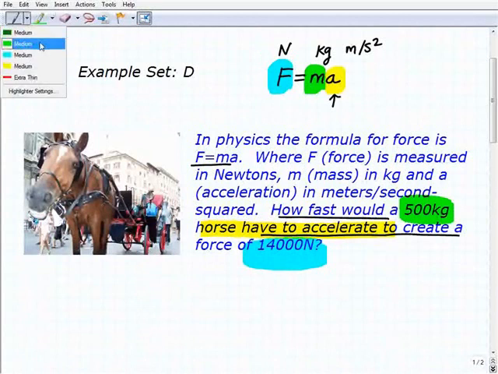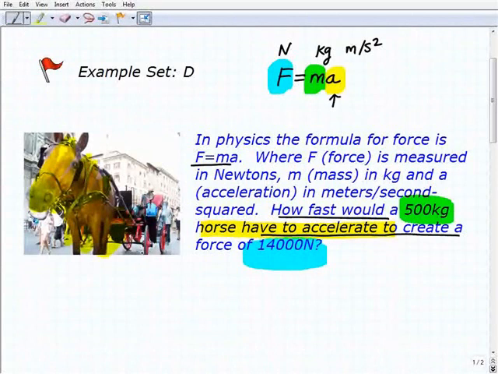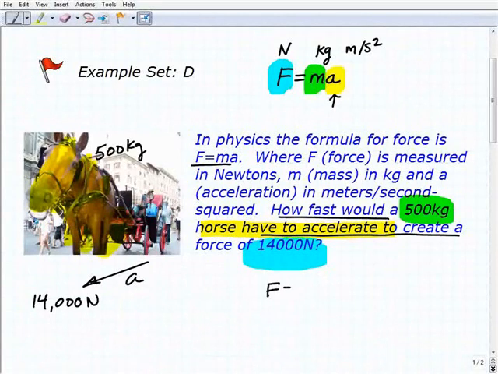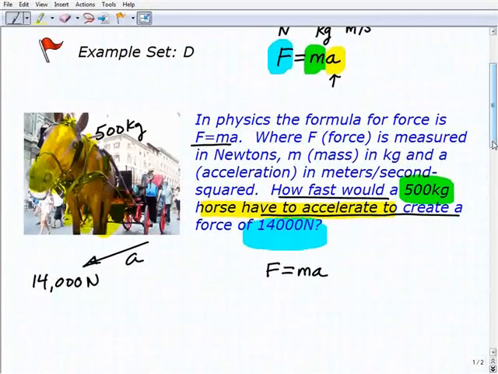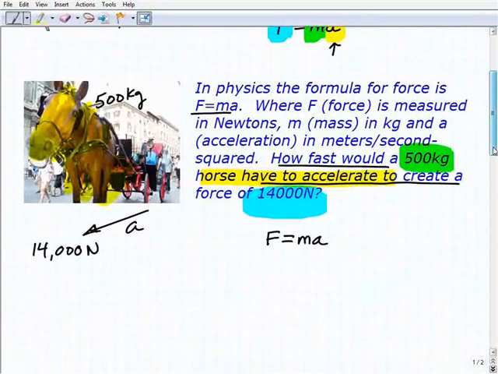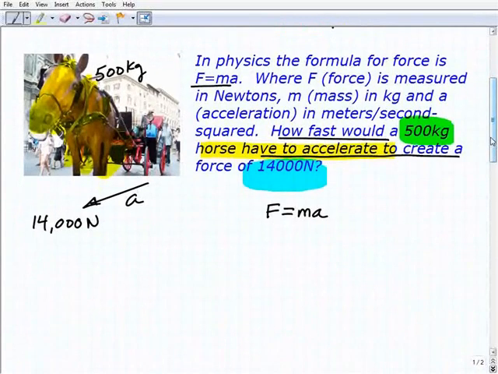Okay, so we look at our horse here. It looks like it's having a tough day, and I think all of us would if we had to drag somebody around the city. So our horse is, once again, 500 kilograms, and we want this horse to take off at some sort of acceleration to be able to create 14,000 newtons worth of force. So let's go and plug this information in, then we'll solve for acceleration. So force equals mass times acceleration. If you haven't studied this formula in science yet, you certainly will. Probably in a physical science class, definitely in physics, because that's what this is.